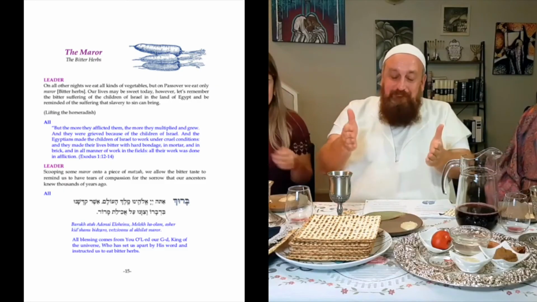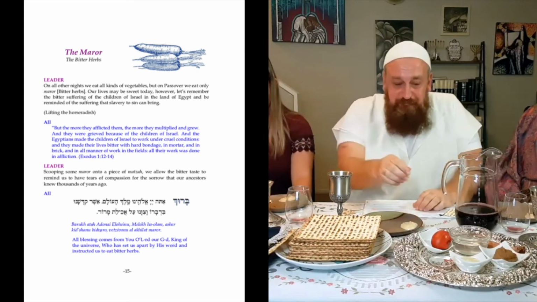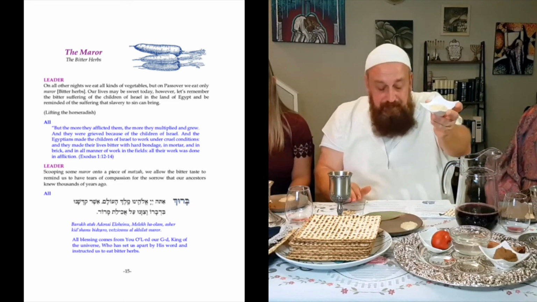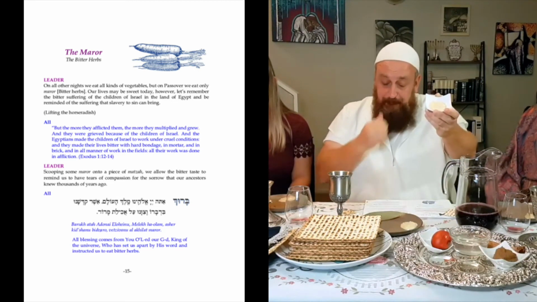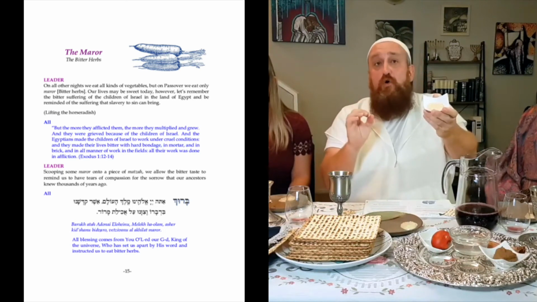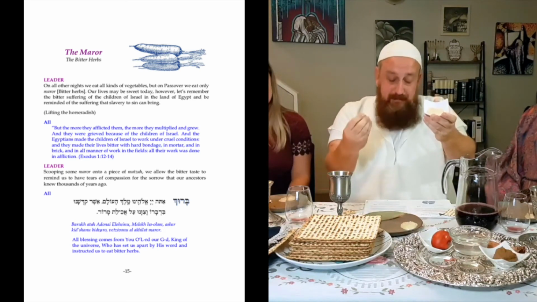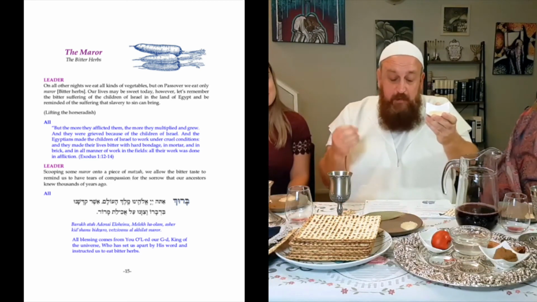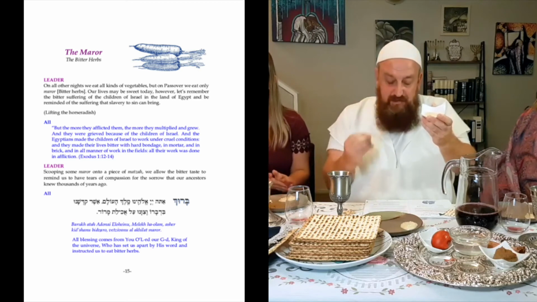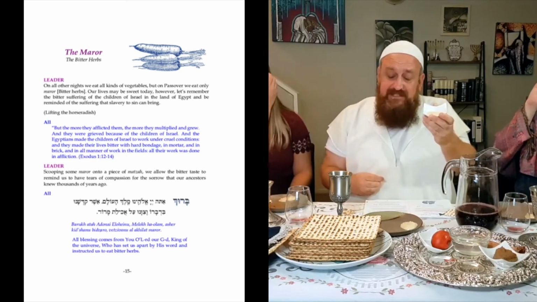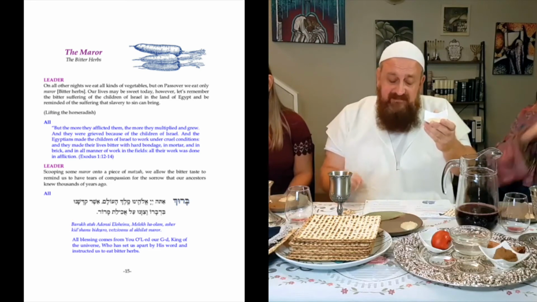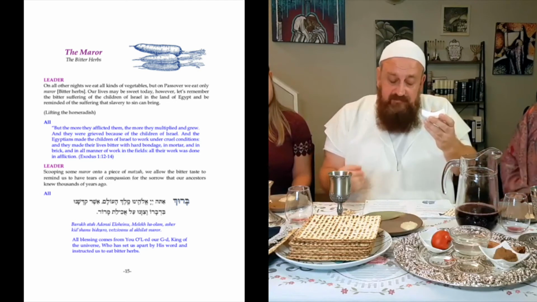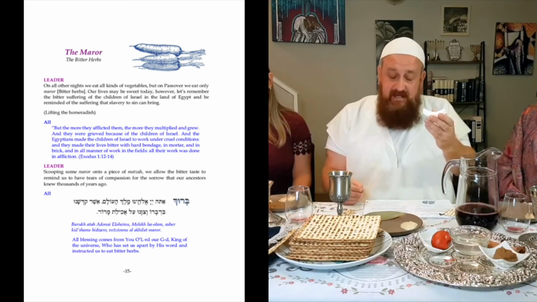Okay. Page 15. So now on our Seder plate, we're looking at this substance here, which is made out of horseradish. And in Hebrew, we call it maror, bitter herb. On all other nights, we eat all kinds of vegetables, but on Passover, we eat only maror, bitter herbs. Our lives may be sweet today, however, let's remember that bitter suffering of the children of Israel in the land of Egypt, and be reminded of the suffering that slavery to sin can cause.